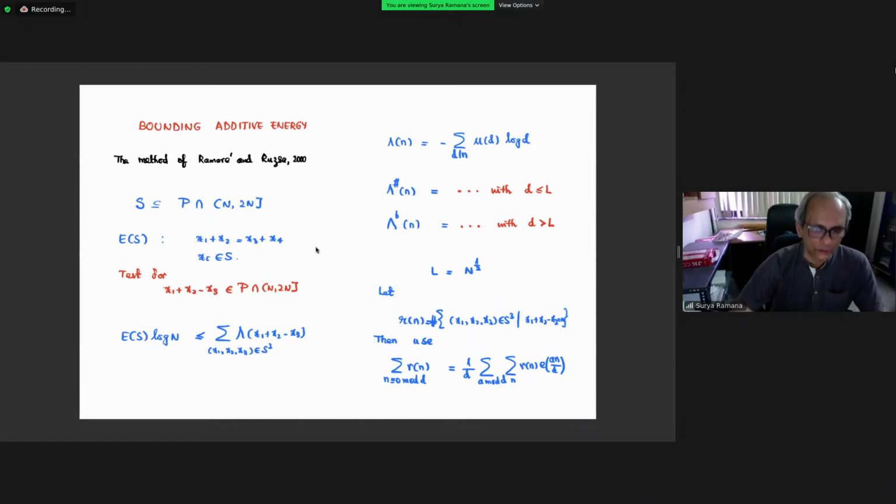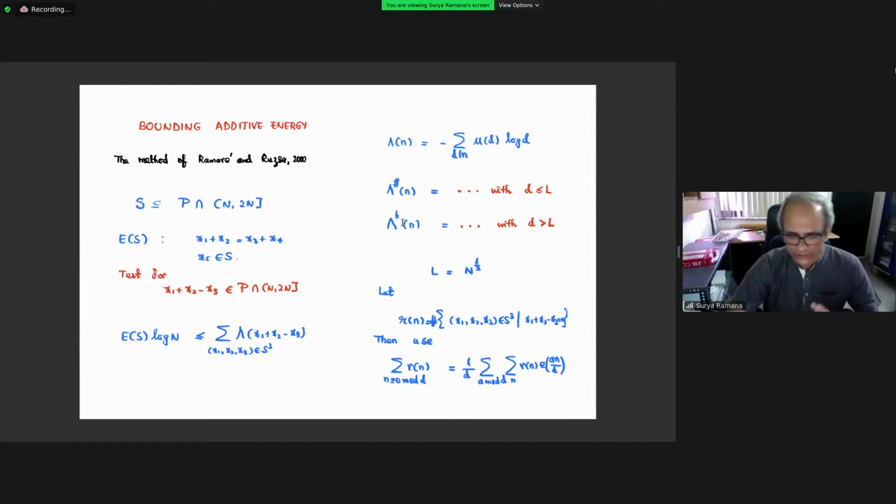The number of solutions to this equation times log n, which is the weight for each of these solutions being primes in n to 2n, must be less than or equal to the sum over x1, x2, x3 of lambda evaluated at x1 plus x2 minus x3. Basically, what we are doing is testing for when x1 plus x2 minus x3 is a prime. In order to count the number of solutions, I weaken it to simply asking: for how many triples is x1 plus x2 minus x3 a prime between n and 2n? So one has this as the starting point.